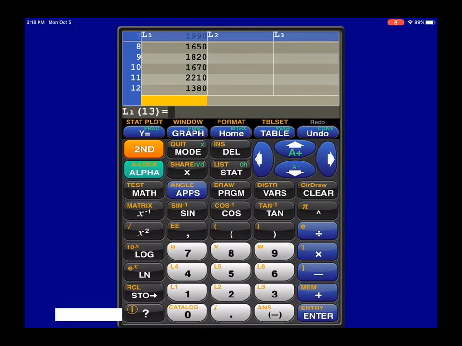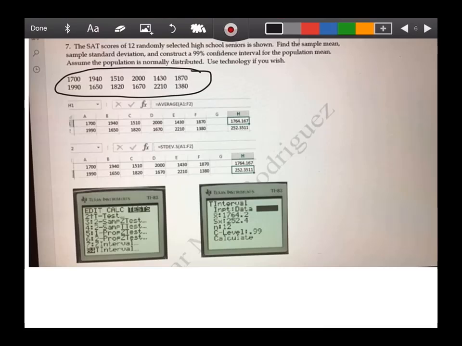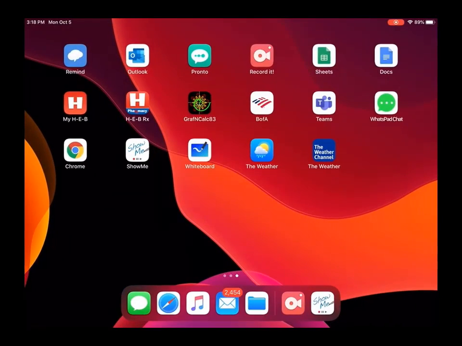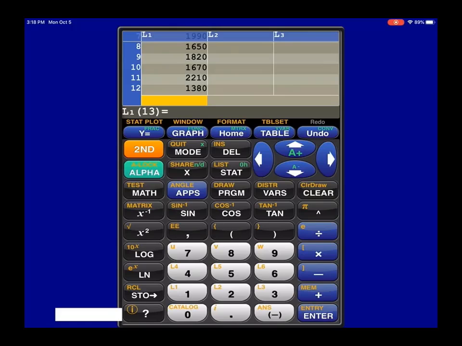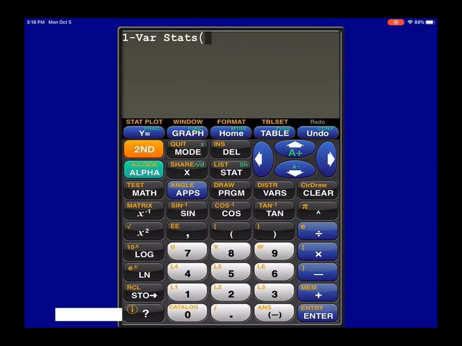Okay, so look, we got all our information there, right? So again, just to double check, all I did is enter in those numbers right there. Okay, look what we're trying to find. We want to find sample mean, sample standard deviation. So we're looking for two things, looking for x bar, and we're looking for the s. Okay, so I'm going to come back here. I'm just going to go Stat again. I'm going to calculate my one variable stats. Which list are we looking at? We're looking at list 1.